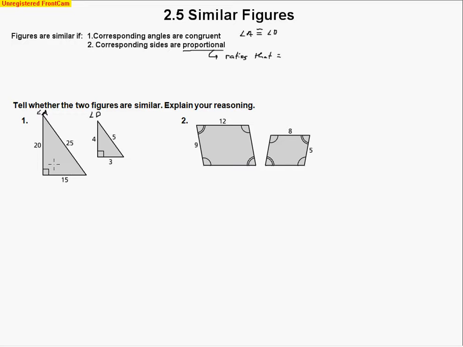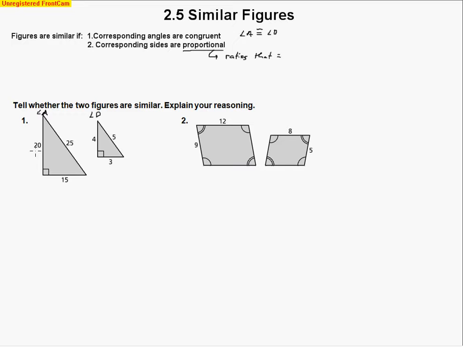So this one tells us one angle. We know this angle here and this angle here are both 90. It doesn't give us any other information about these two angles here. So we can't use this rule right here, but we can check to see if the sides are proportional, and that's what I'm going to do. So I need to look for corresponding sides, and I'm going to set up ratios.